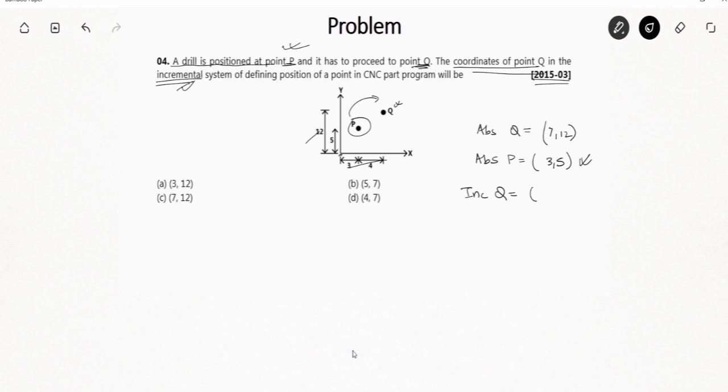For this to become the origin, we subtract 3 minus 3 and 5 minus 5, which is 0 comma 0. Similarly, for incremental Q the same has to be done: 3 has to be deducted from 7, and 5 has to be deducted from 12. So the new incremental Q coordinate would be 4 comma 7. So the right answer is option D. Option D is the right answer. Now we will move to the next question.